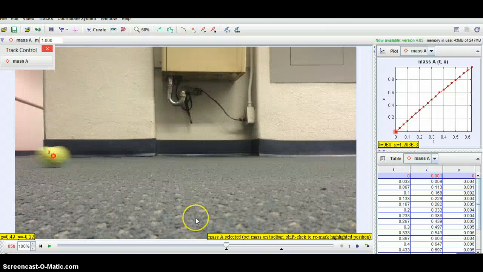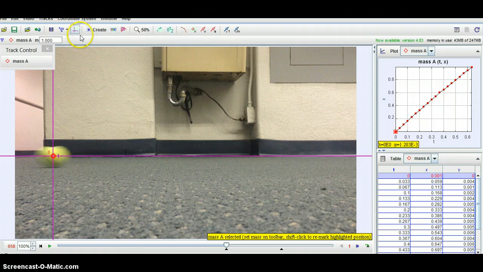Now let's head over to the Tracker demonstration. Here we have a tennis ball that will be moving in the positive x direction. First thing I have to do is put a calibration stick on the tennis ball that measured the diameter of the tennis ball, which was 0.067 meters. I then had to put the tennis ball at the origin of the graph.